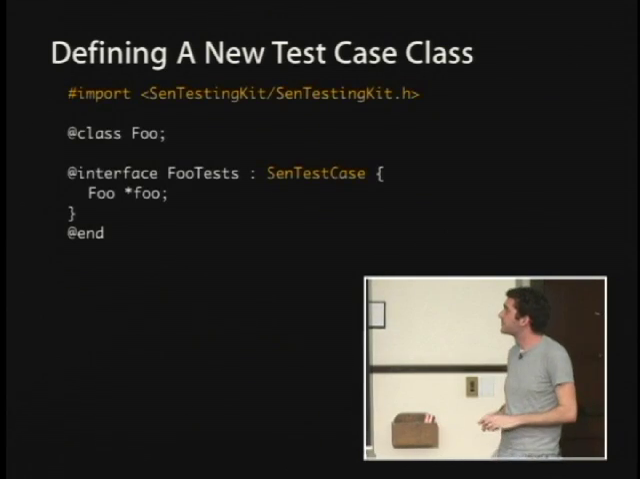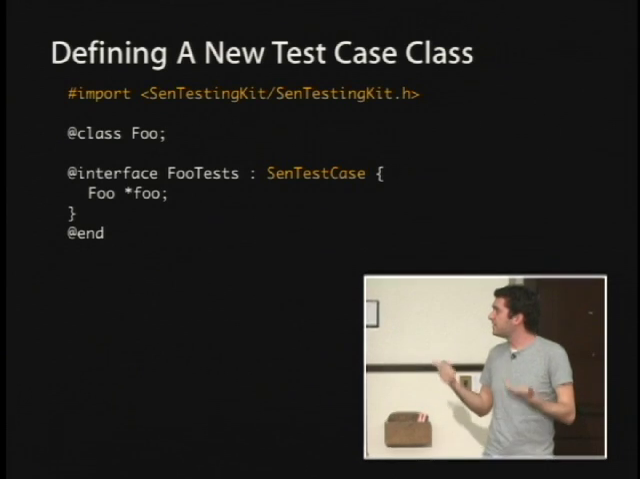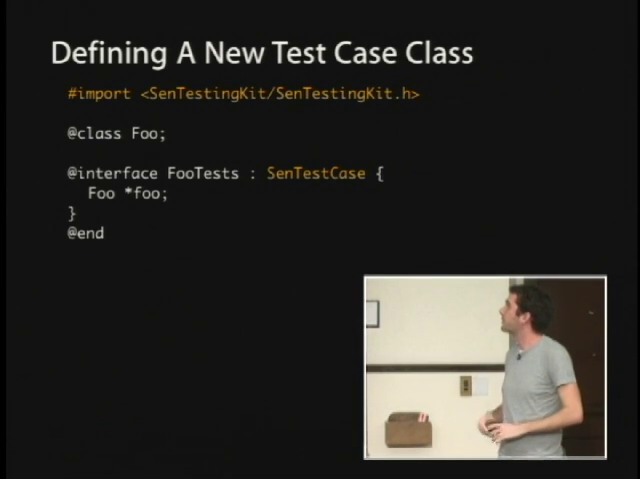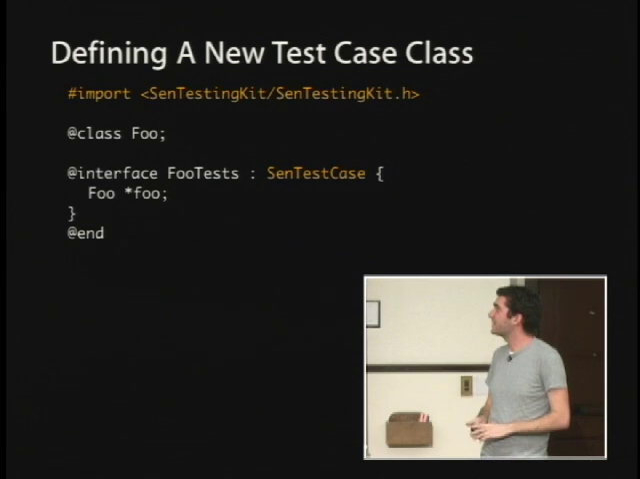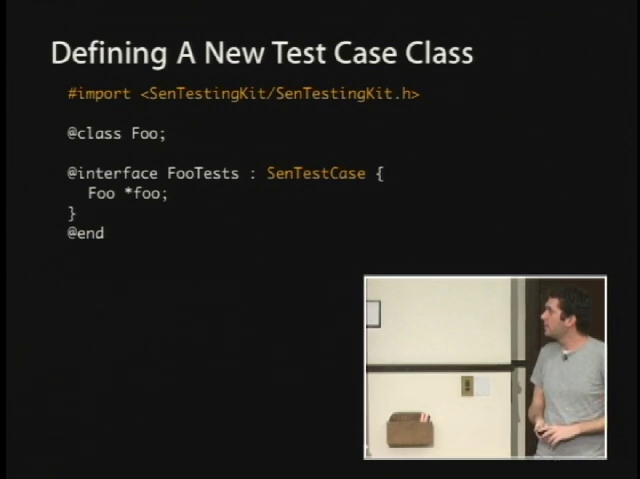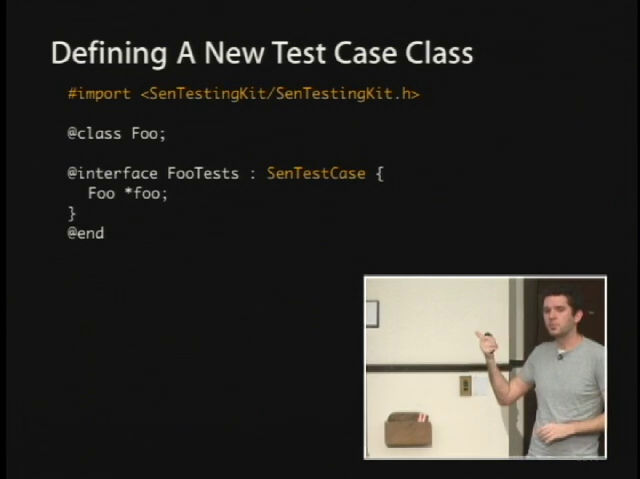Let's get right into it, actually. It's pretty easy. Basically, you've seen pretty much this whole thing before. There's nothing new here. You're going to import the header from sendtestingkit/sendtestingkit.h. We're going to forward declare the class Foo.